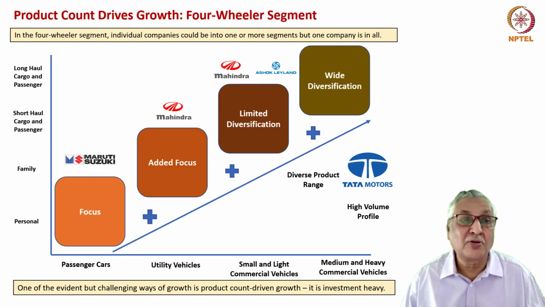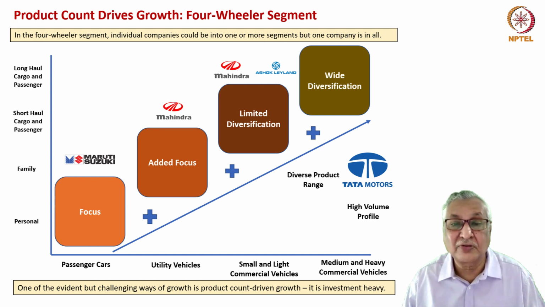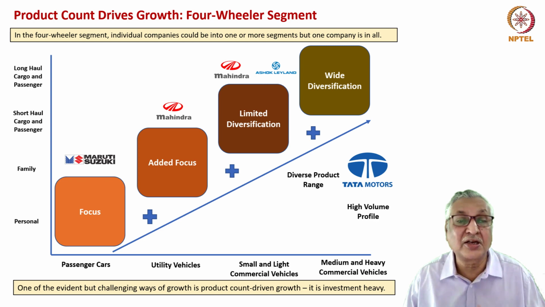Let's look at how product count drives growth. Take an example of the four-wheeler segment. You can look at four different categories in the four-wheeler segment: passenger cars, utility vehicles, small and light commercial vehicles, and medium heavy commercial vehicles. But as we have seen in the previous lectures, we can't look at a market in terms of the product. We have to look at the purpose of the product, that is the customer need. Then you can look at the categorization as personal, family, short haul cargo and passenger, and long haul cargo and passenger. So different products serve different usage segments.